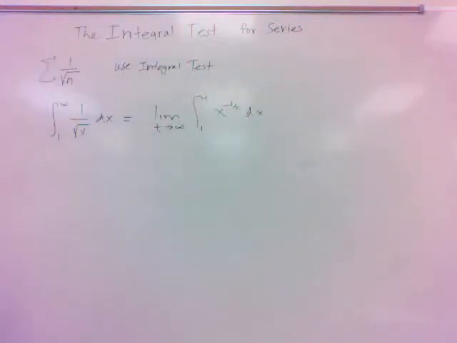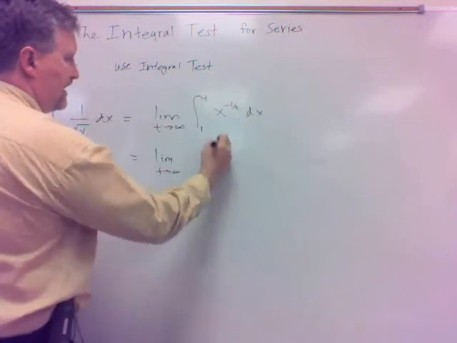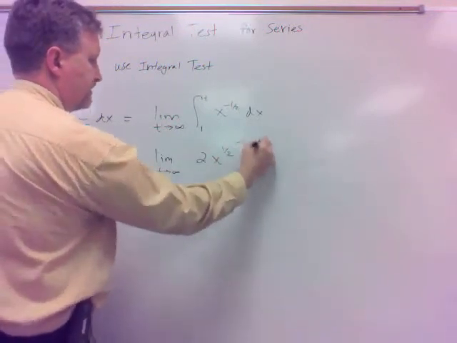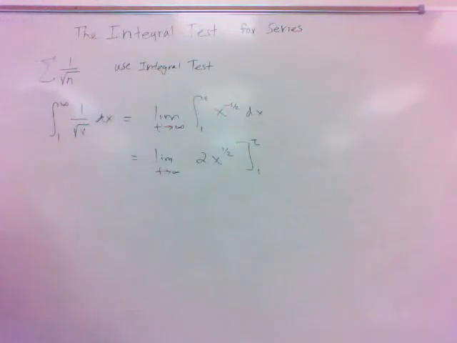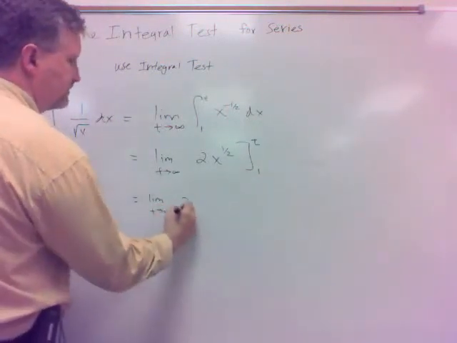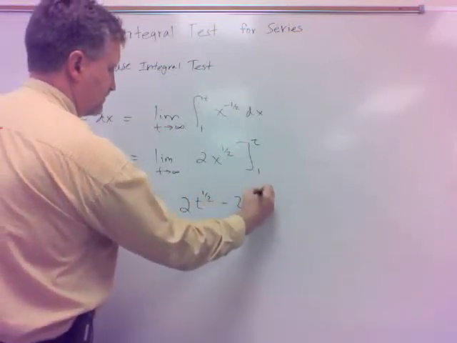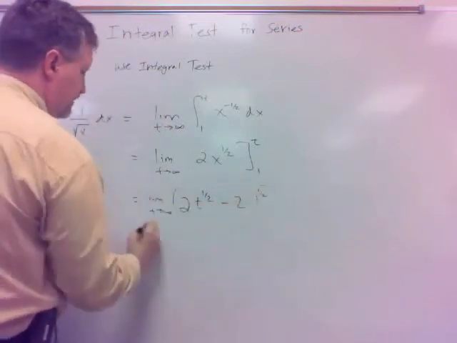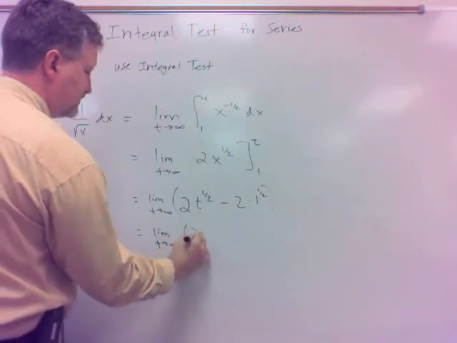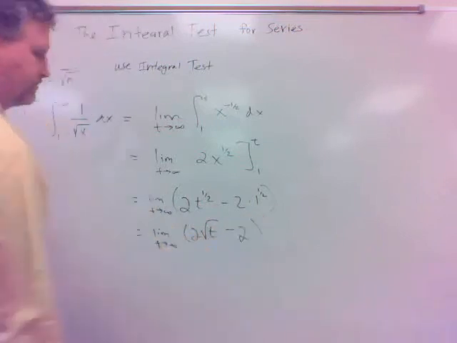What is the antiderivative of x to the negative a half? Well, that's the limit as t goes to infinity. Add 1, so it will be x to the 1 half, so it will be 2x to the 1 half from 1 to t. Believe that? All right, so that's the limit as t goes to infinity of 2t to the 1 half minus 2 times 1 to the 1 half. So that's the limit as t goes to infinity of 2 square root of t, basically, minus 2. What you got there?